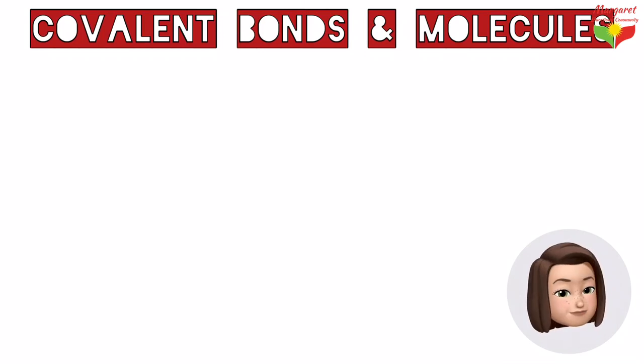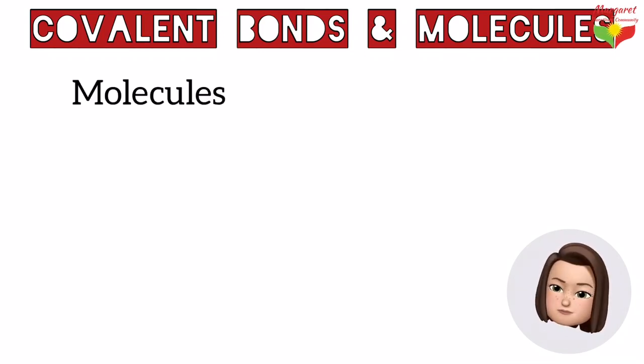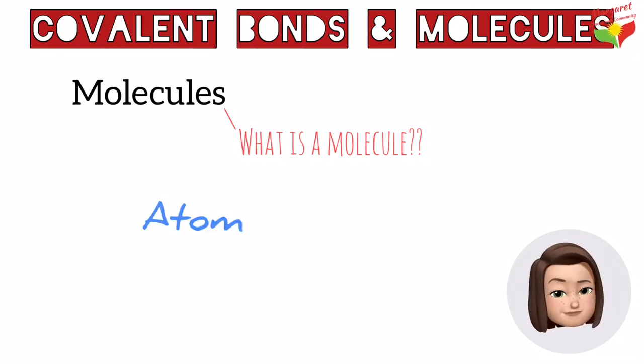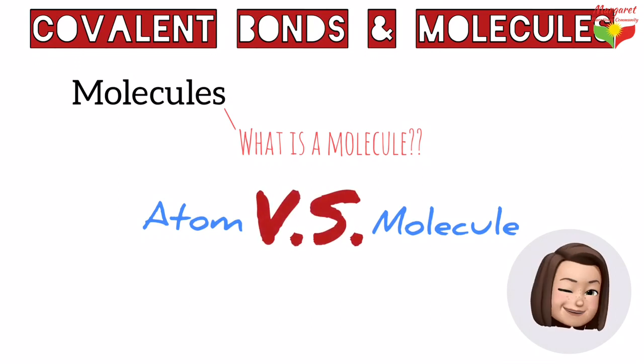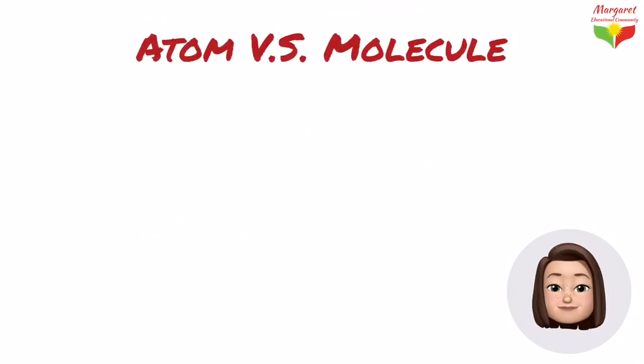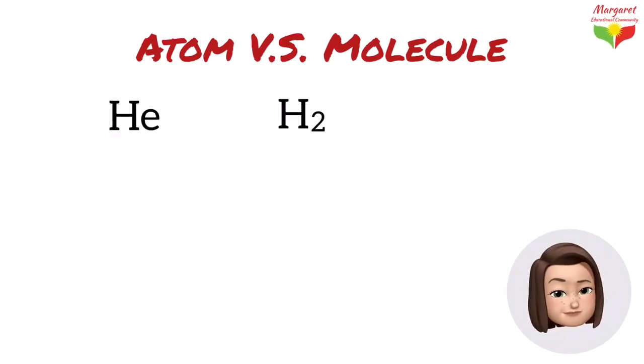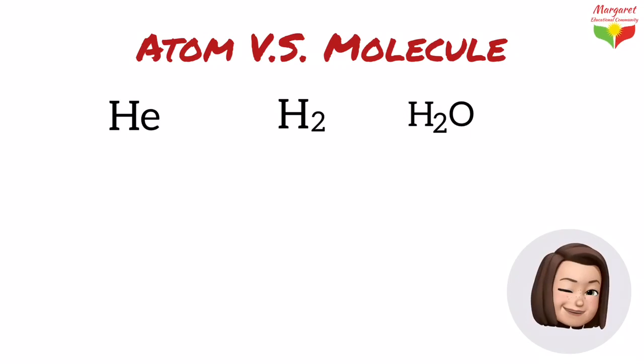Substances containing covalent bonds consist of individual particles called molecules. So what is a molecule? Since most of you would confuse atoms with molecules, I would like to tell the difference between an atom and a molecule. Take a look at the three substances: helium, hydrogen gas, and H2O. Which of these substances are composed of atoms, and which ones are composed of molecules?